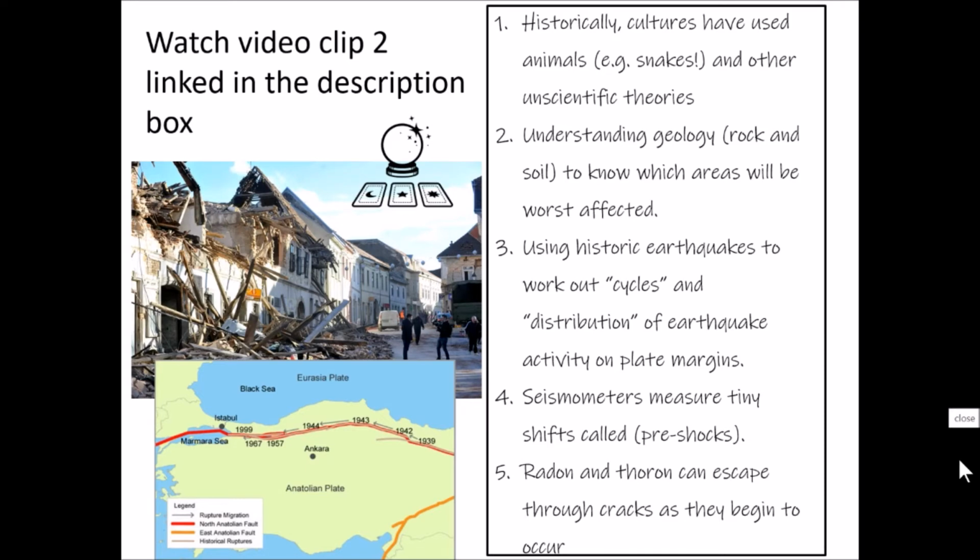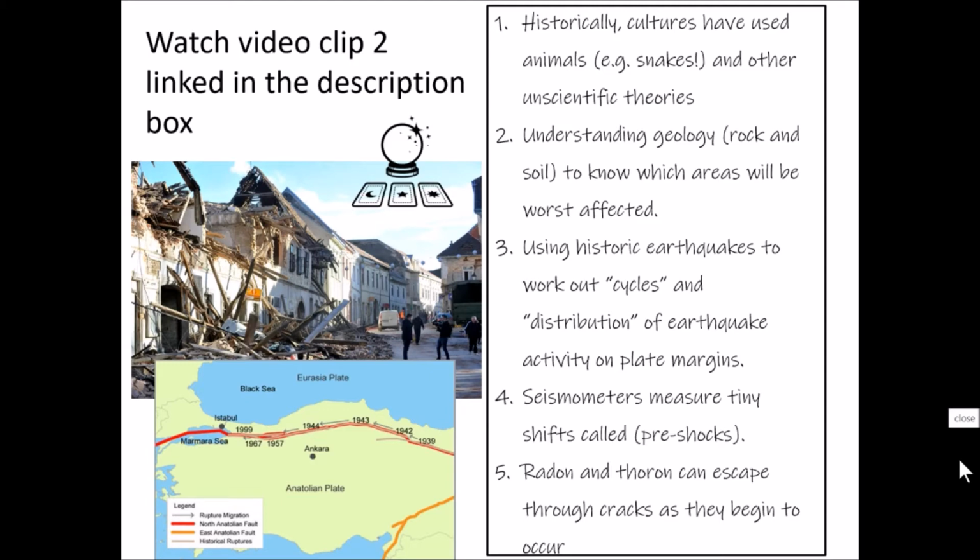And the last and most recent study is that we think as earthquakes are beginning to happen and as tectonic plates are moving, the cracks that begin to be formed before the big earthquake can actually let gases escape from the mantle. So we've noticed in recent earthquakes that there has been an increase in emissions of radon and thoron, and that would suggest that you are starting to get quicker and bigger movements within the plates themselves.